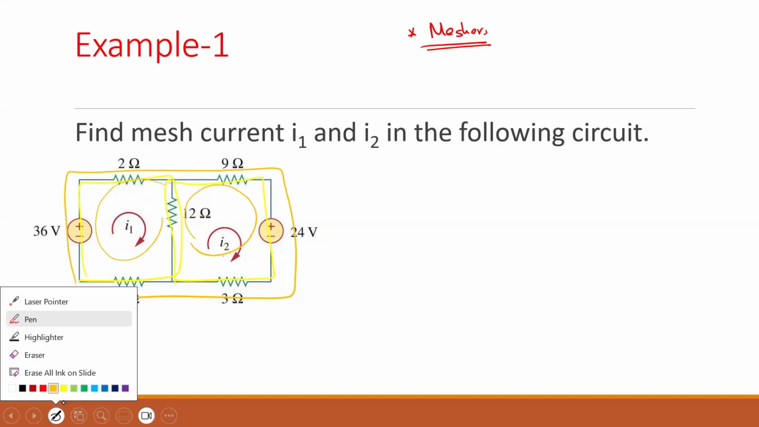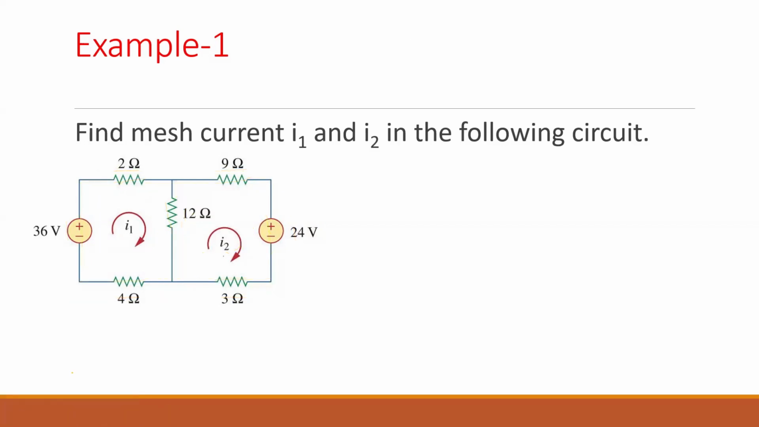So we first need to identify how many meshes there are here. We have two meshes. Then we assign a mesh current. This is my first mesh and this is my second mesh. So I assign an I1 current to mesh 1 and an I2 current to mesh 2. You can put any direction to the current. However, as a practice, let's always take one direction so that we don't go wrong easily.